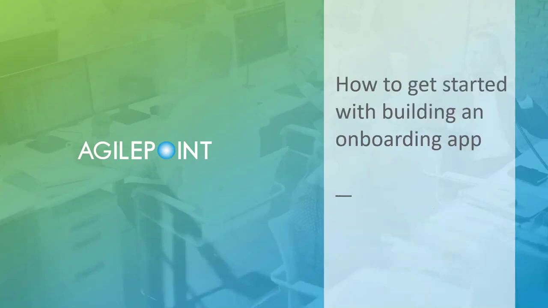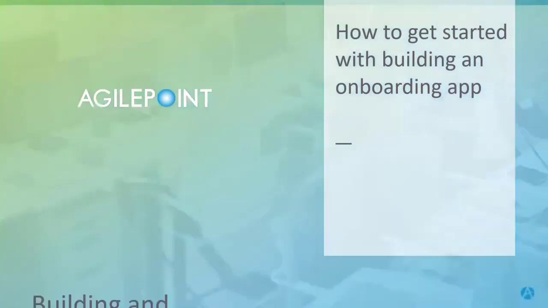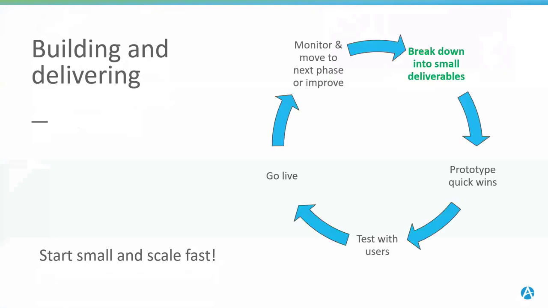So now we have our scope, we have our process on paper, we're ready to start building. Where do we start? The process you defined might be quite big. What we recommend is always start small and then scale fast. What we mean by start small is your big process map, you might want to break it down into small deliverables.